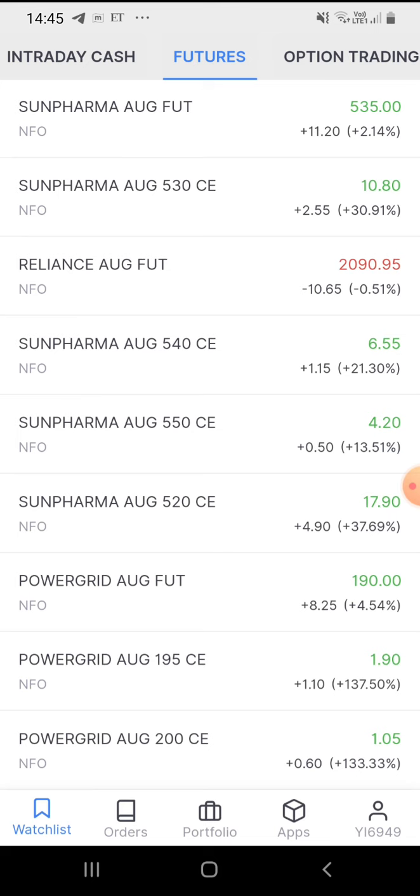What is the real value? 190. What are the near strikes? Then strikes are at all 5 points. Then strikes will be 195, 200, 185, 180, 175, like that, at all the 5 points.